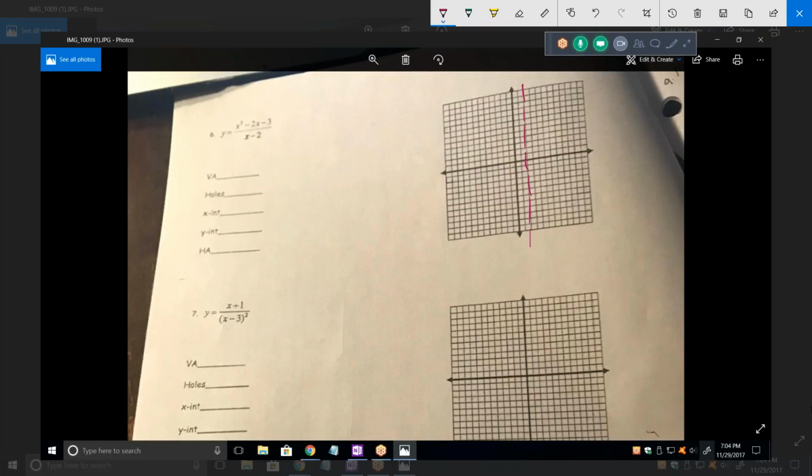Is that numerator x squared minus 2x minus 3? Yeah. All right. Which factors into what? It's worth factoring it just to see if anything cancels. It'd be, let's see. x minus 1, x minus 2, or x plus 2.